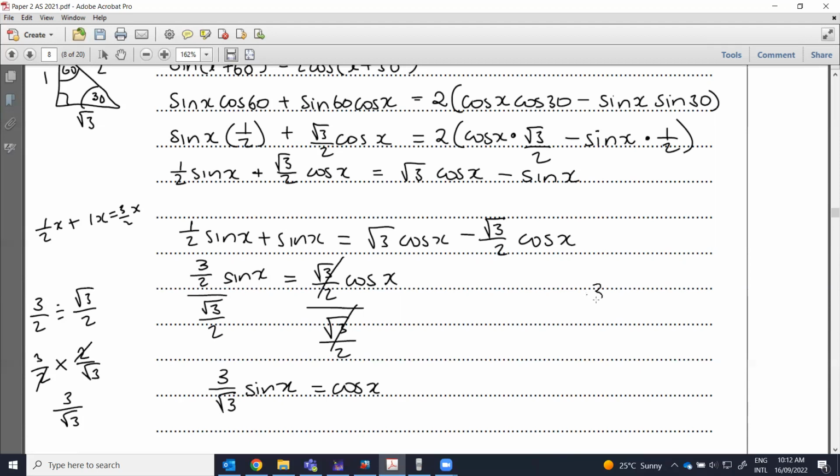Now we want to rationalize this. So I have 3 over the square root of 3. To rationalize it, I'd multiply by square root of 3 over square root of 3. So this would give me 3 square root of 3 over square root of 3 times square root of 3 is 3. And then the 3's will cancel. So this is just equal to square root of 3. So my final answer is square root of 3 sine x is equal to cos x. And this is exactly what I wanted to show.